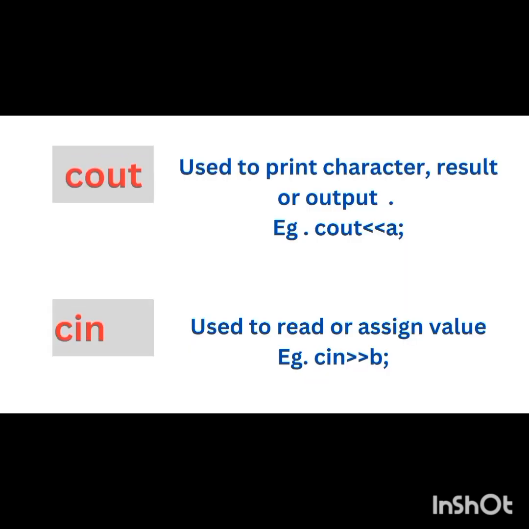So the first thing here are cin and cout. Cout is used to output anything onto the screen. It is written in the format cout, two opening angular brackets, and then whatever you want to print on the screen. It could be a character, result, or output. Cin is used to accept anything from the screen. Cin is written as two closing angular brackets and then whatever you want to accept from the screen.